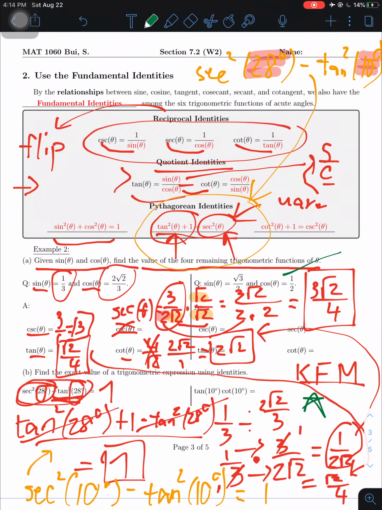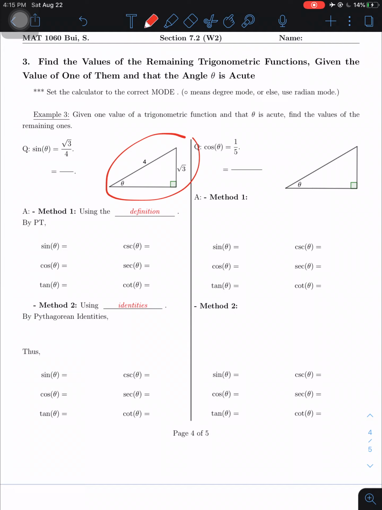Okay, third objective. Find the values of the remaining trigonometric functions given the value of one of them and that the angle theta is acute. If you recall this picture from example 1, you will see that it looks exactly like the picture in example 1, right? We changed the data, we changed the position of theta, and we changed the triangle. But the way to do it is the same way, okay?